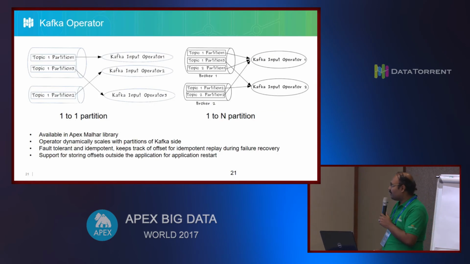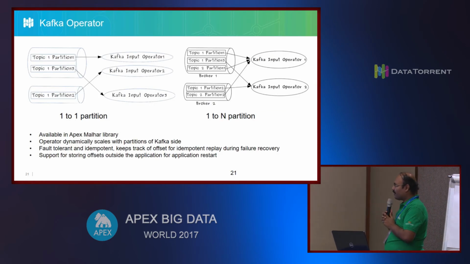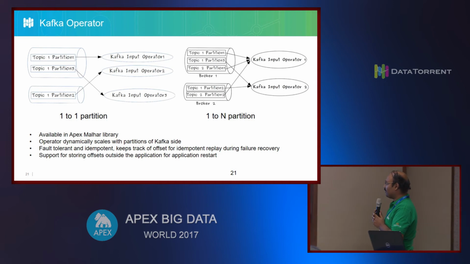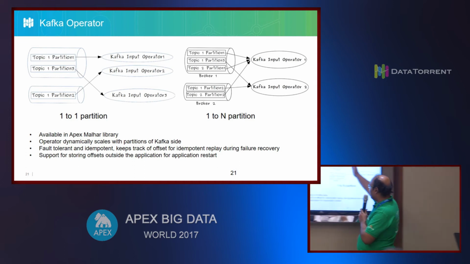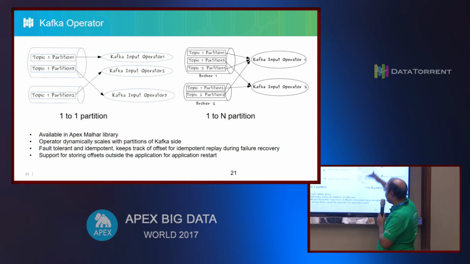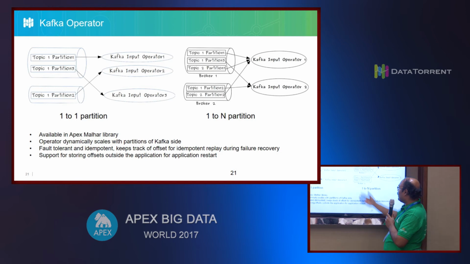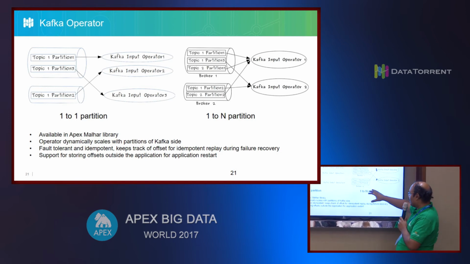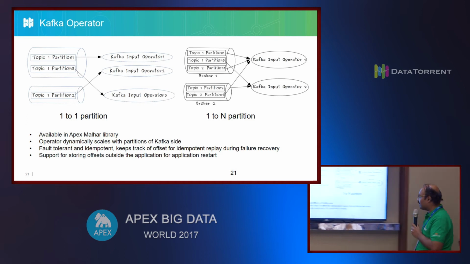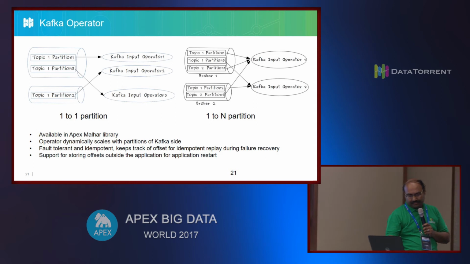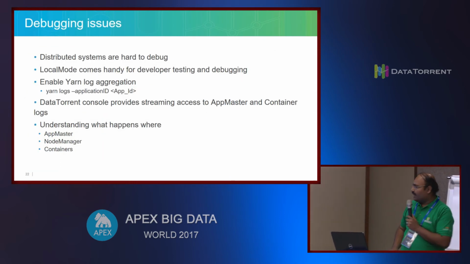So some of the development aspects, the Kafka operator, I'm just going to briefly touch on a few of them. Our Kafka operator is dynamically scalable. This is the Kafka message bus, and the Kafka message bus itself supports multiple partitions, so it can receive data over multiple processes. On the Apex side too, we can read in parallel from these processes, and it happens automatically.